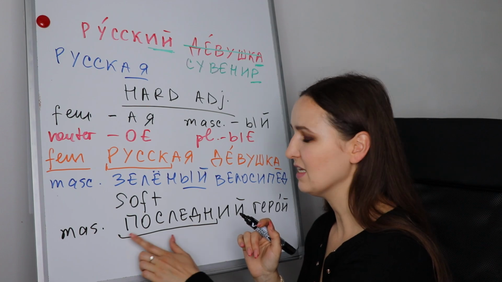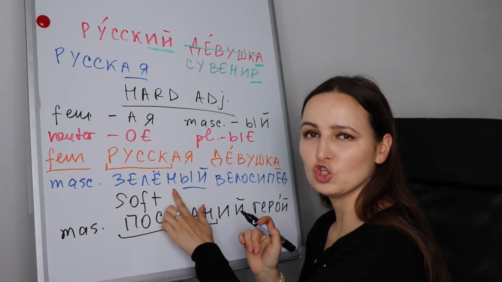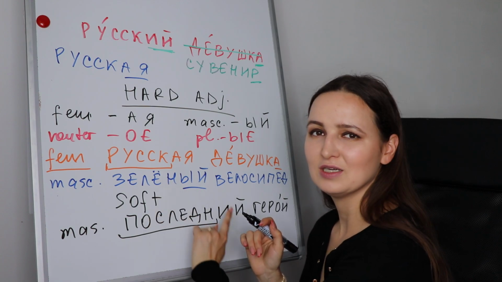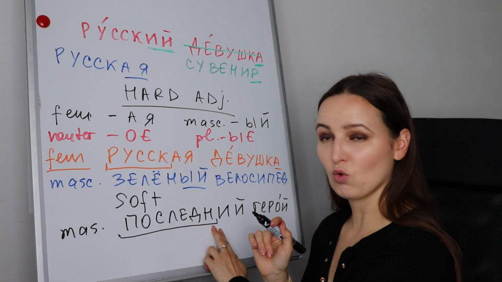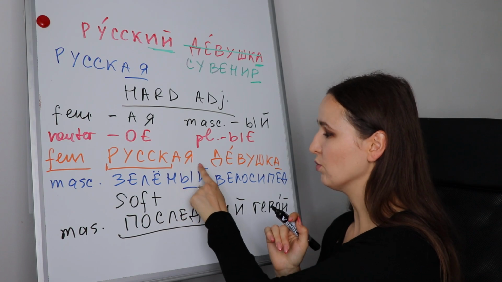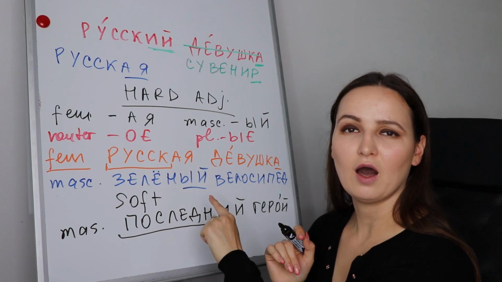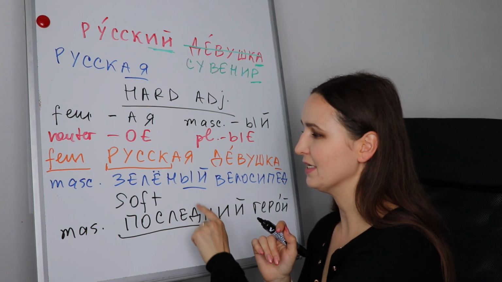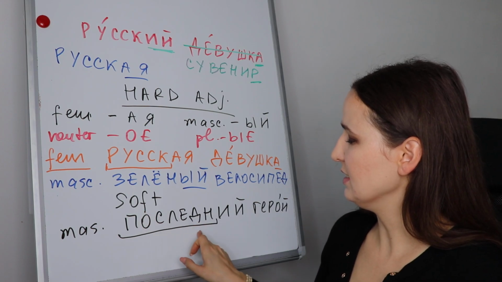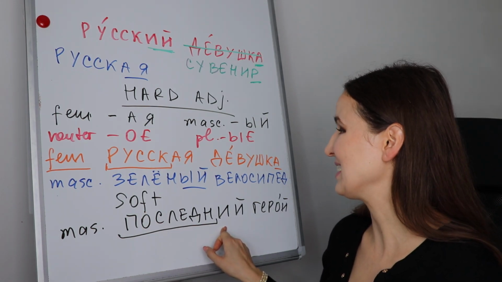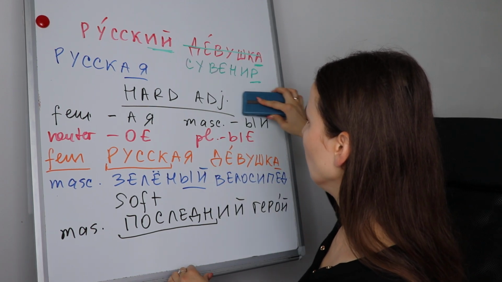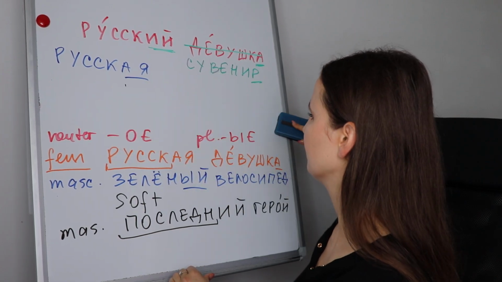Последний, не. Последний, зелёный, не. So when the n is soft, we will use the ending и in masculine. When the n is hard, we will use the ending for masculine, here ый, for hard adjectives. This is for soft adjectives. Последний. Now let's see the difference between hard and soft for feminine.